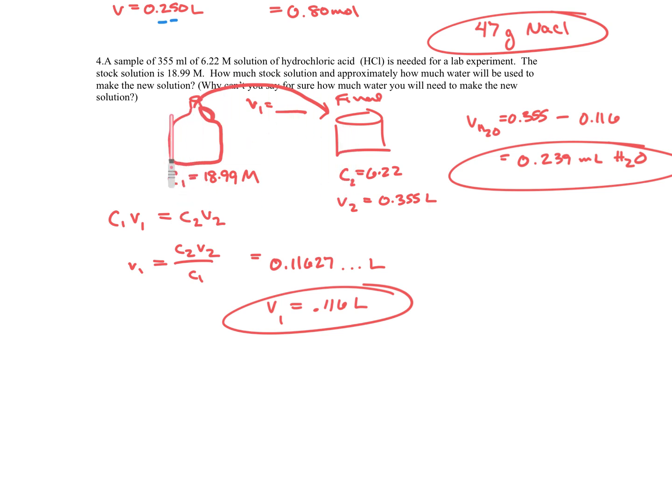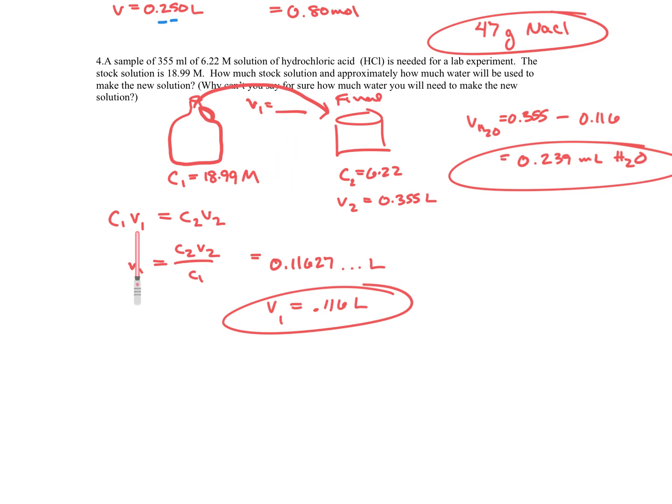Even though there's probably 2 liters in this entire container, the first concentration is 18.99, and the first volume is the amount that is moved. It's not the amount in here. It's how much gets moved from the first scenario to the second scenario. That's the volume that you need to solve for. When the question says how much stock solution will be used, that's the volume.